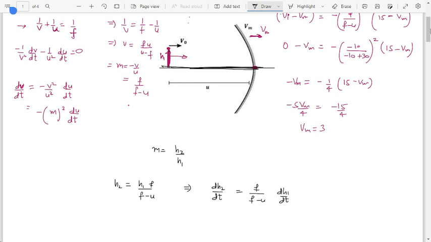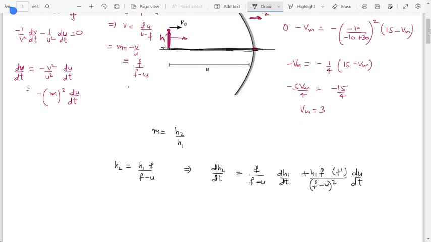And we will differentiate this again. So again, h1 into f is constant. I'm differentiating using the product rule. So the derivative of f minus u will be minus 1 upon (f minus u) whole square into minus du by dt. So this will again become plus. So now you can see, if we assume h1 to be very, very small, if we put h1 to be 0, then only at the shown instance dh2 by dt will be 0. dh1 by dt is 0.